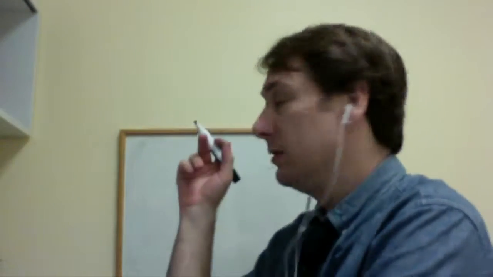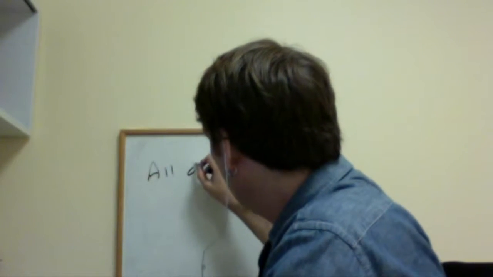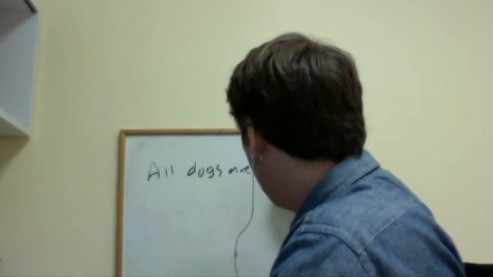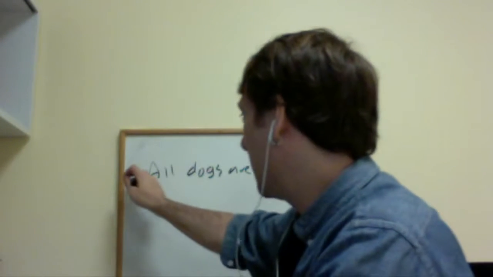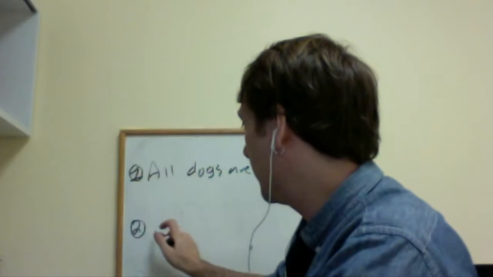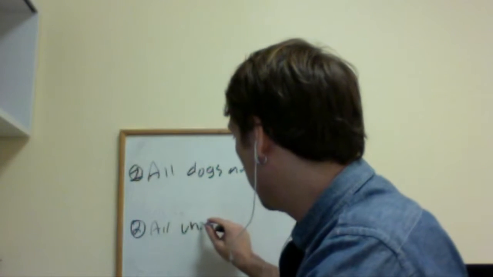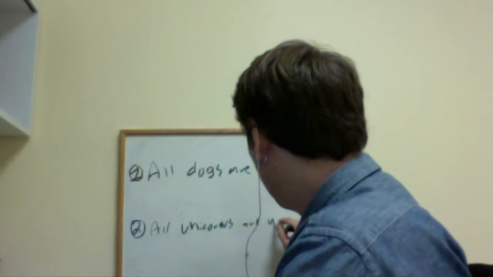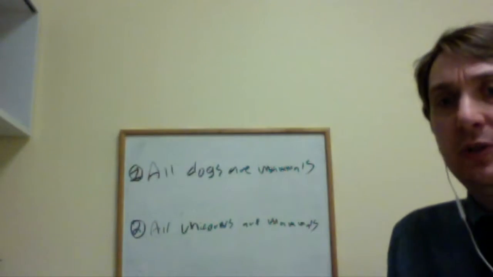So take our sentence, all dogs are mammals. So there's one sentence. We'll call that sentence number 1. But now here's another sentence, sentence number 2. And we'll say that all unicorns are mammals. So here are two sentences.